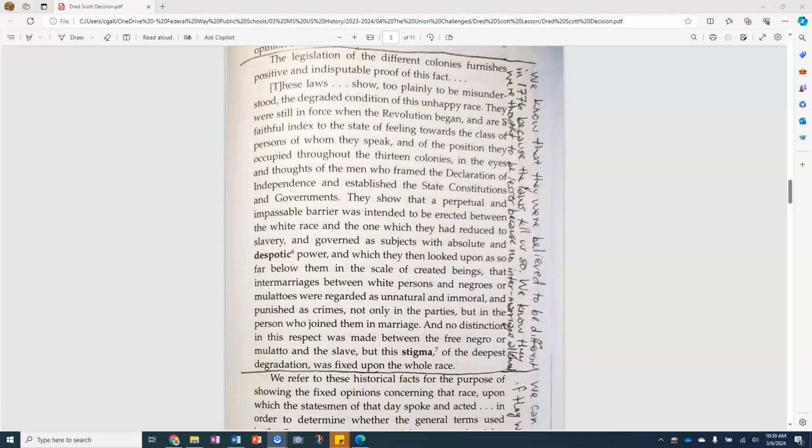But this stigma, which is really just another way of saying a mark of shame, of the deepest degradation, was fixed upon the whole race. So it applies to everybody. It doesn't matter if they were free or not. It applies to everybody.